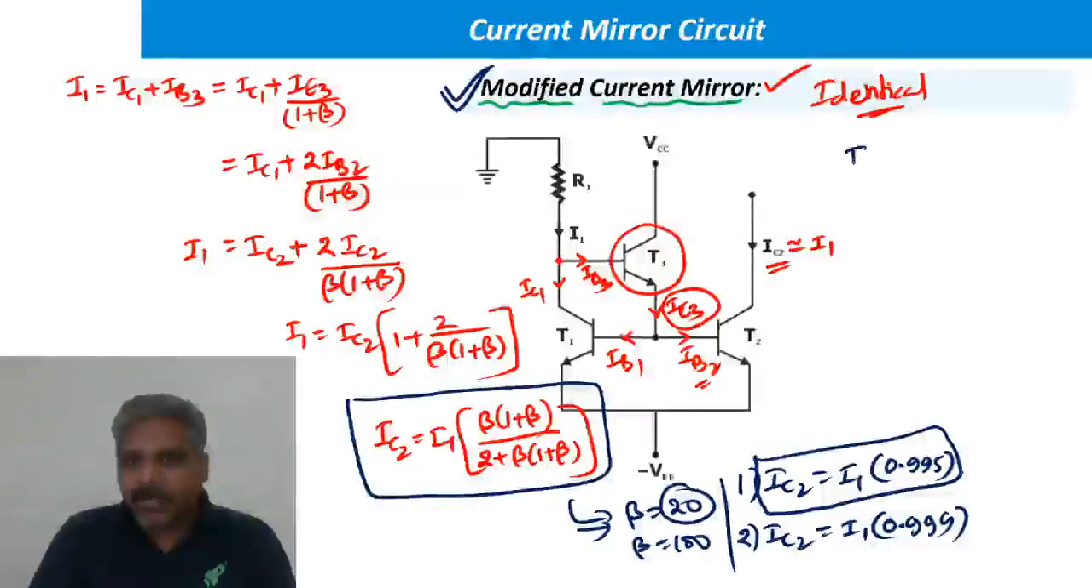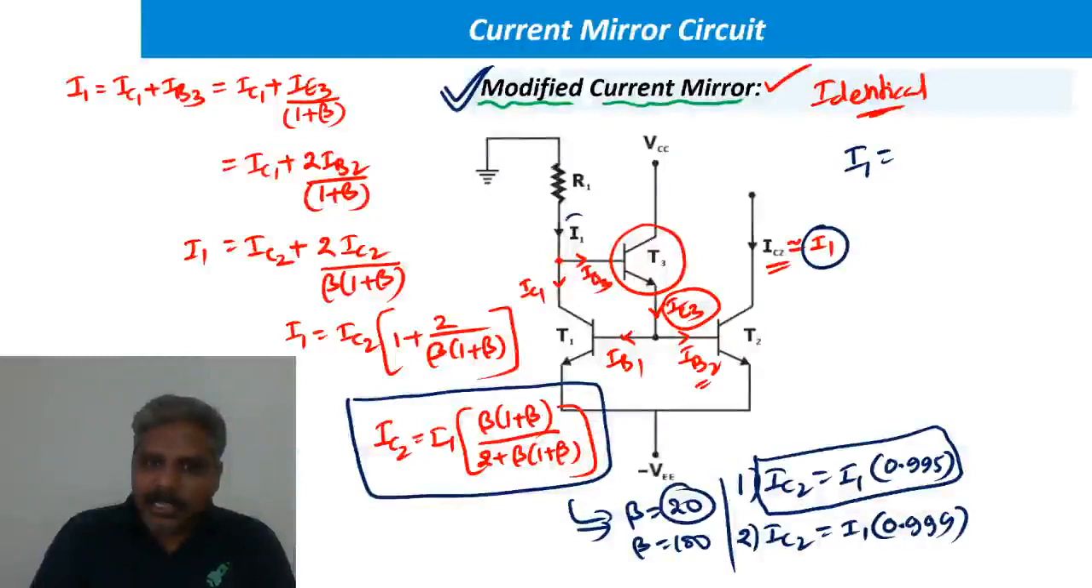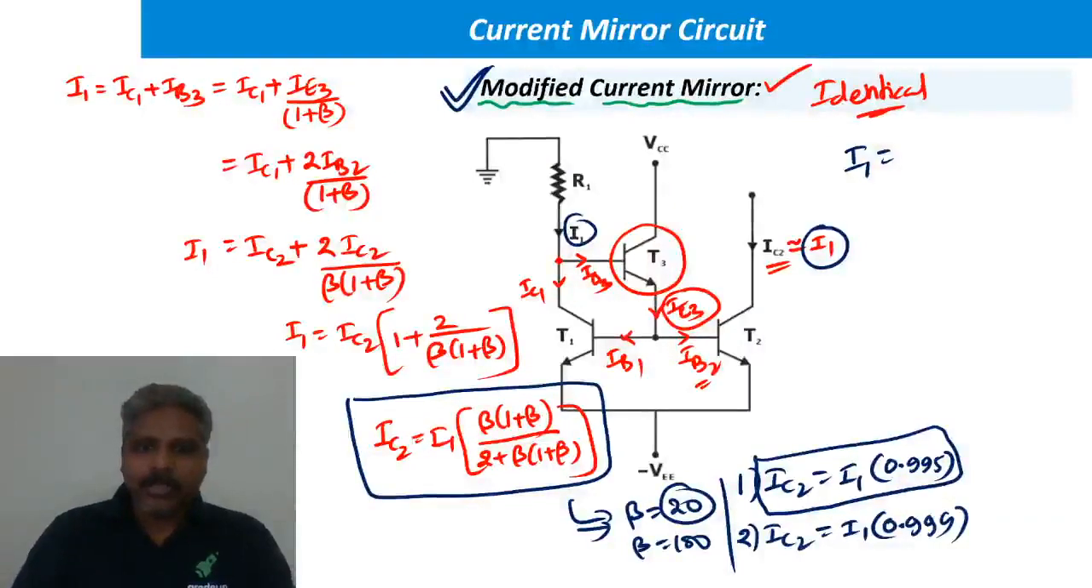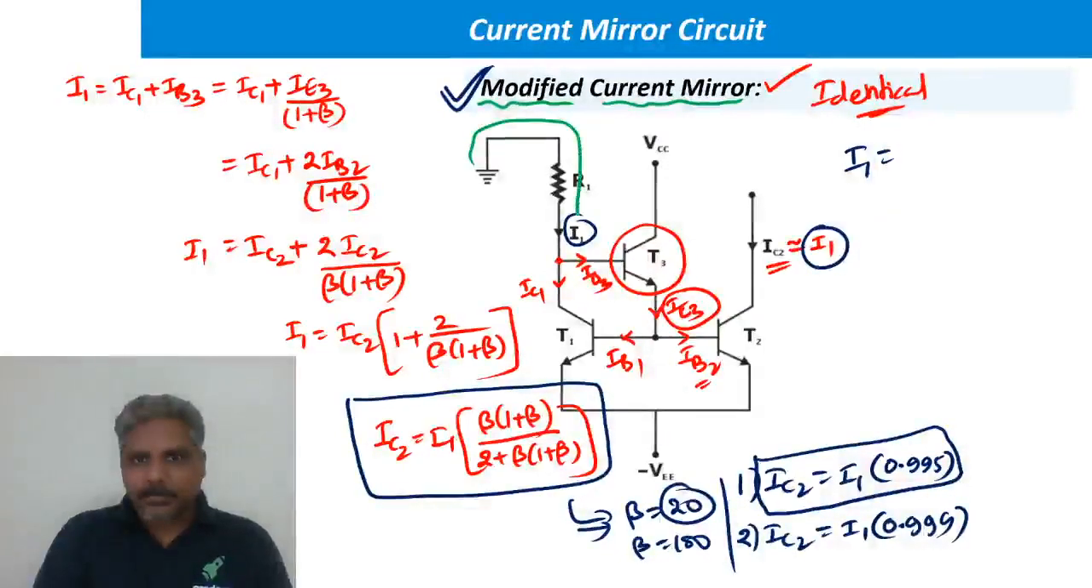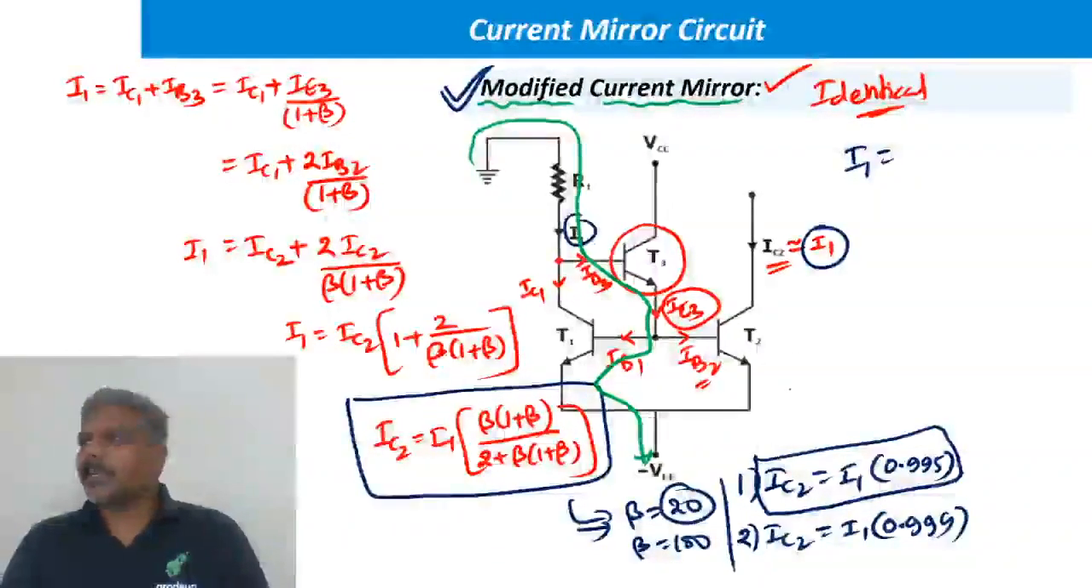Again, if you want I1, because we are saying that this is equal to I1, but what is I1? I1 can be found by applying the KVL. How? I'll put it there. This is the KVL you can apply, so that you can find I.